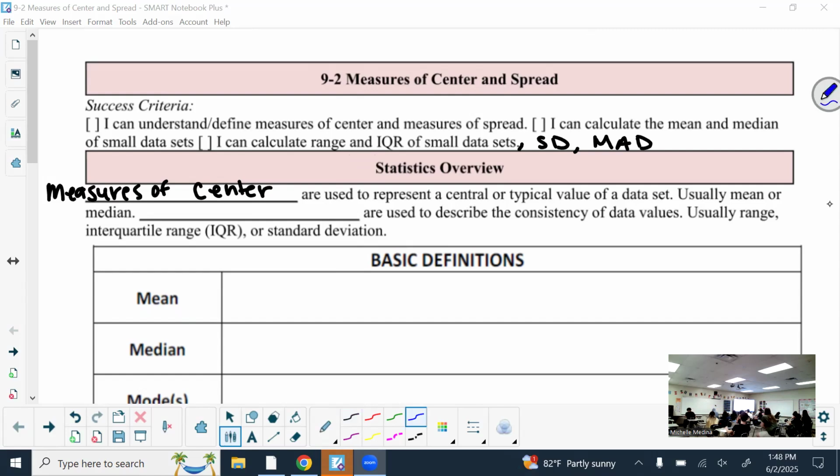Then we have this next blank, which will be measures of spread. Those are used to describe the consistency of data values, like how close the values are to each other. So precision, if you're familiar with that, the consistency. Some of the measurements we'll take to talk about how spread out the data is will be range, interquartile range, standard deviation, and I'm also going to add mean absolute deviation to this. So MAD, which stands for mean absolute deviation, all of which talk about how spread out the data is.